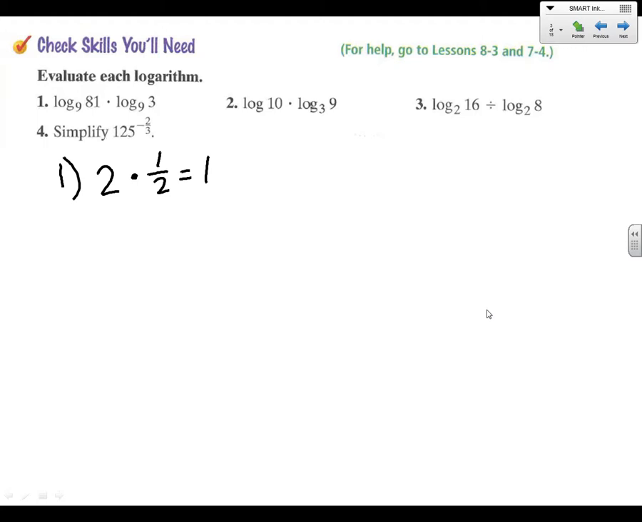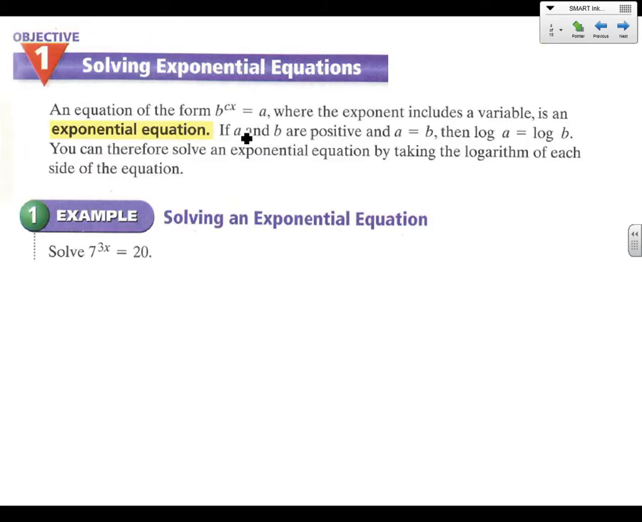All right, so use the same type of thinking here on 2, 3, and 4. And when you're ready, let's keep going into 8.5. All right, so exponential equations: anything where we have a base and an exponent where the variable is in the exponent, and then equals a number on the other side. All right? So a couple things here.